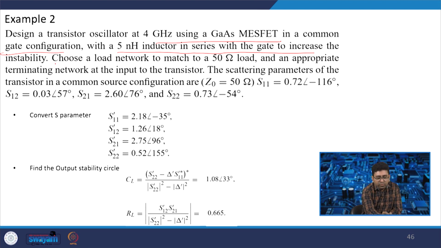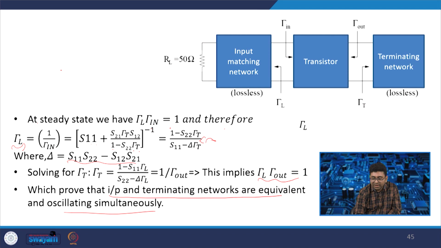What we need to do is choose a load network to match a 50 ohm load and an appropriate terminating network. So, what we need to design is this input matching network and terminating network. This can also be mentioned as a load network, because for an oscillator that is a load.